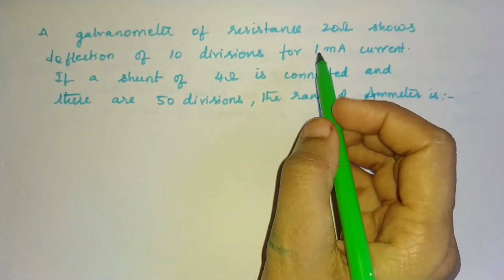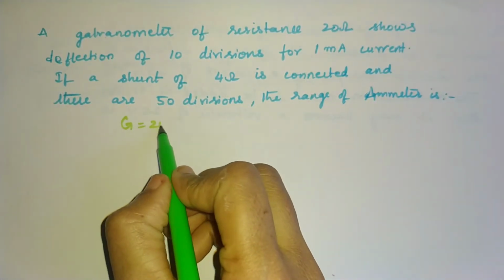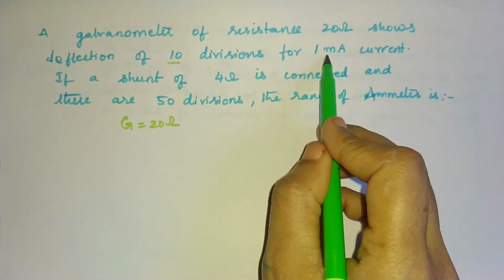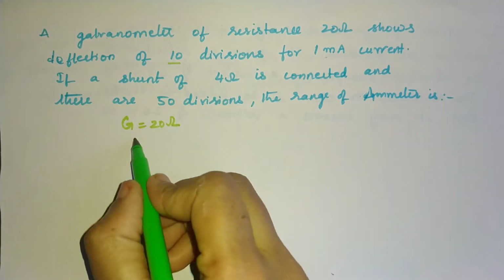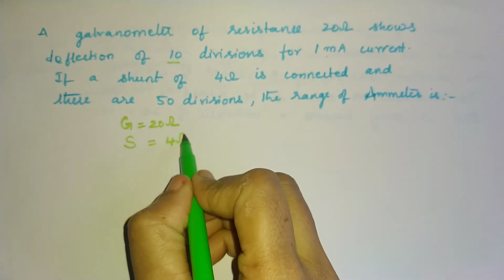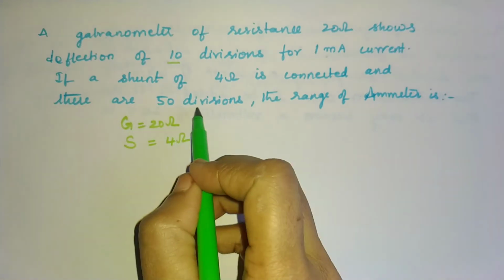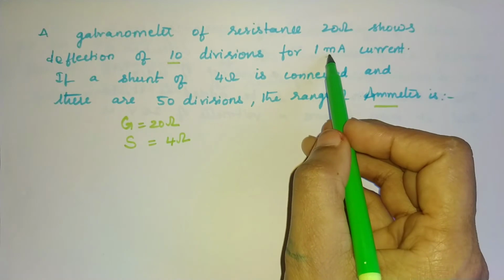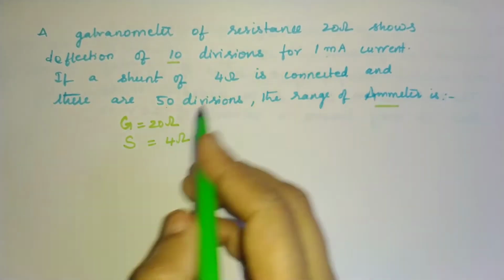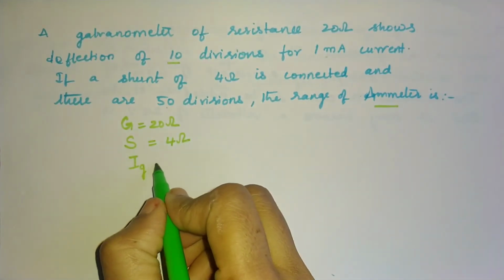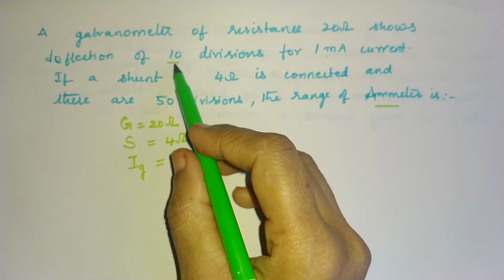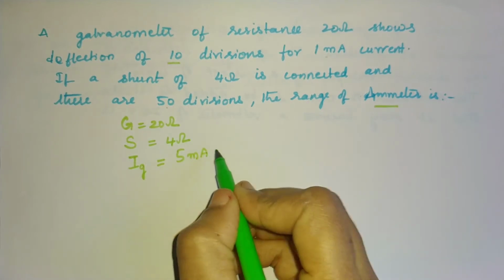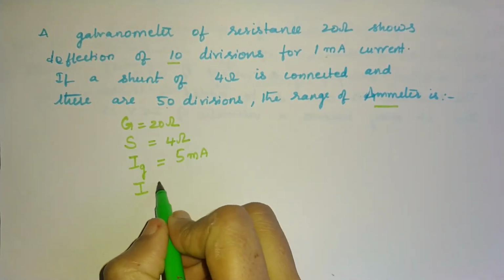A galvanometer of resistance 20 ohms, G is equal to 20, shows a deflection of 10 divisions for 1 milliamp. If a shunt of 4 ohms is connected, the value of S is given as 4 ohms, and there are 50 divisions, what is the range of the ammeter? For 10 divisions it is 1 milliamp, so for 50 divisions, we will get 50 milliamps. The maximum value of Ig will be 5 milliamps, and we need to find the value of I.